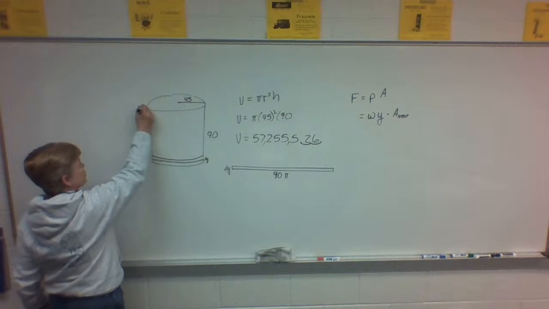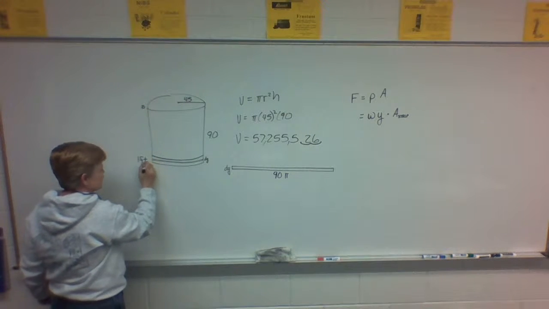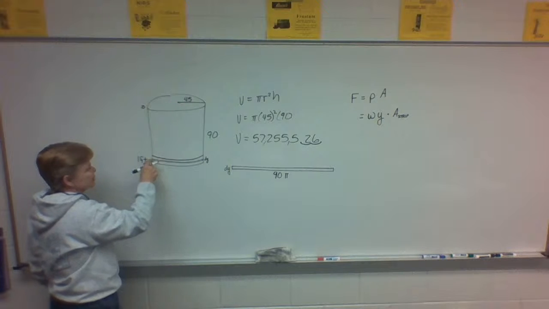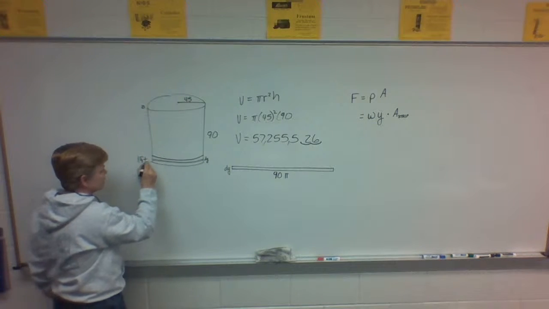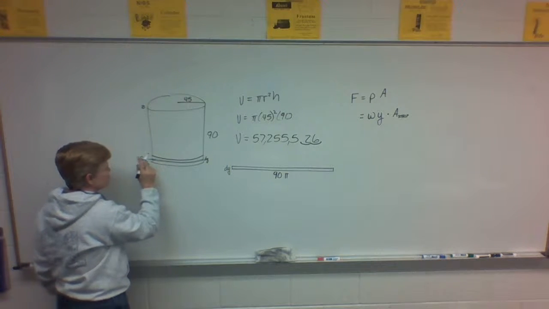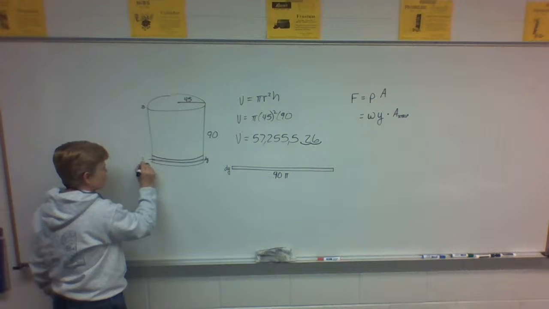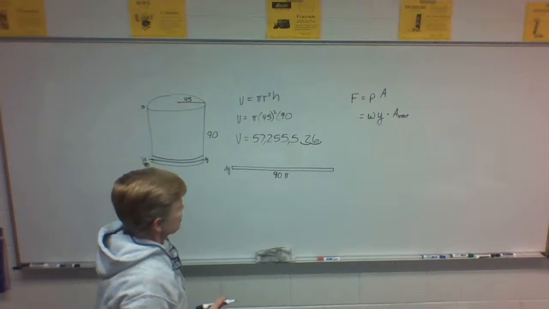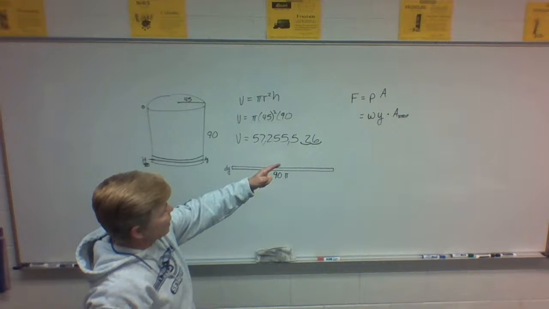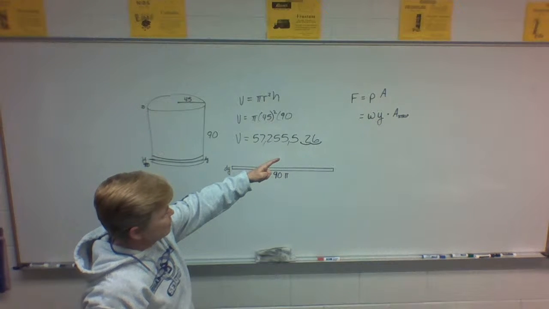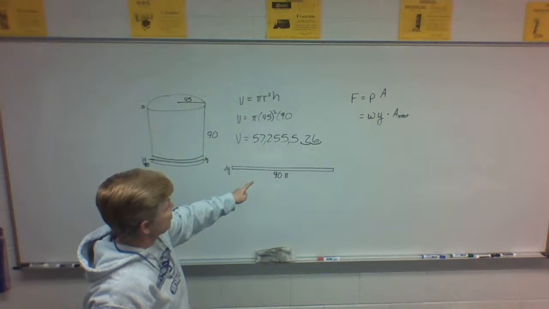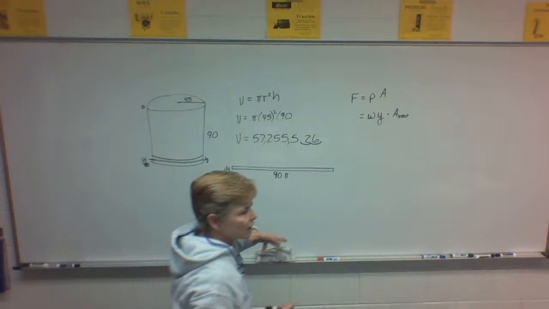How deep is this strip? If this is 0 at the top of the tank where there's 0 pressure and it's 90 feet right down here at the bottom, that's how deep it is right here. So we have our y. We know the density, it's 100 per cubic foot. We have the area of our strip. We just need to collect it with an integral.